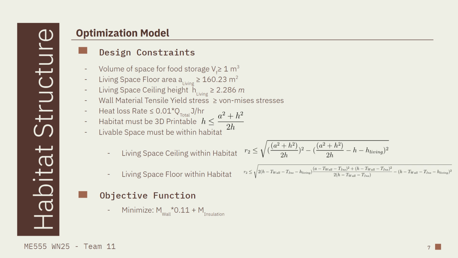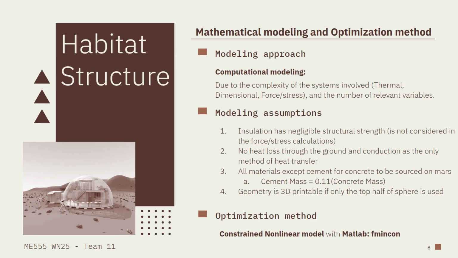Our objective function is shown below. Computational modeling was used for this habitat. The assumptions that we made included that the insulation didn't have any structural strength, that no heat loss was through the ground, and that all the materials except for the cement for the concrete would be sourced on Mars. The geometry also would be 3D printable if we only used the top half of a capped sphere.